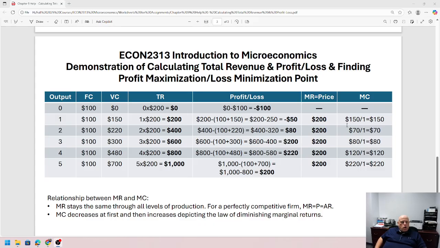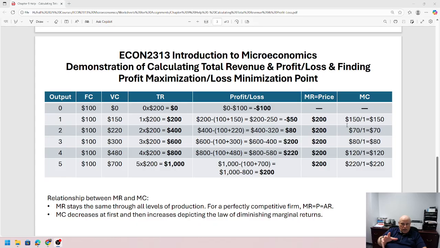All right? So the marginal revenue, you'll notice, stays the same through all levels of production because of that basic idea of the perfectly elastic demand curve that we face in perfect competition. So again, your marginal revenue equals your price equals your average revenue. So we can say that the marginal revenue is going to stay the same throughout all levels of production. That's one of the things it's going to ask about on that question. And then the other thing is it wanted you to look at how marginal cost is either increasing or decreasing throughout.